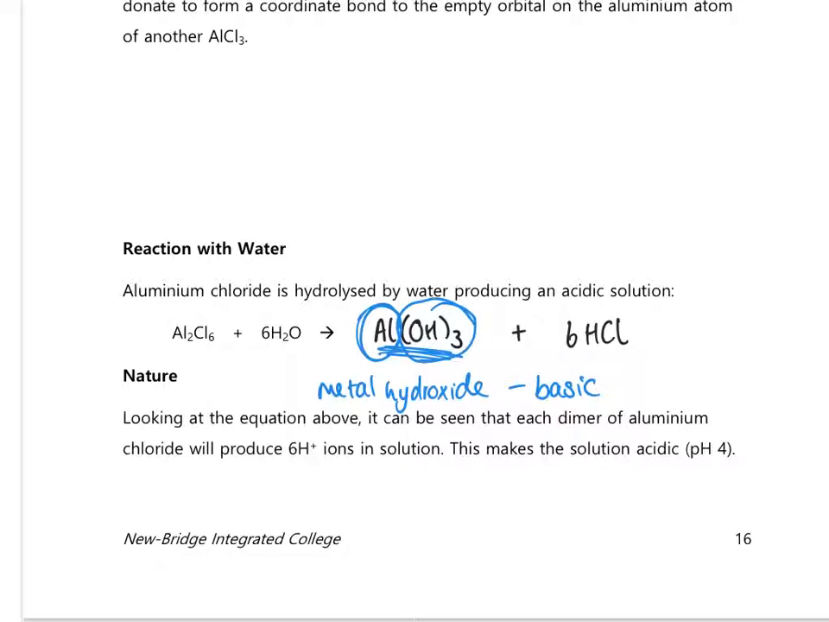So why is it that I'm getting an acidic solution? Well, that's quite strange, isn't it? I think it's supposed to be a 2. Apologies. Even more reason for it to be basic, because there's 2 of them. There's twice as many. So why is it acidic if I'm producing something that's basic?